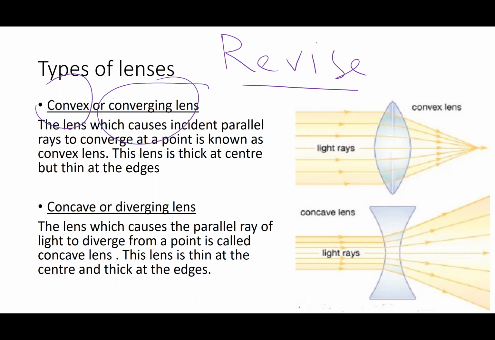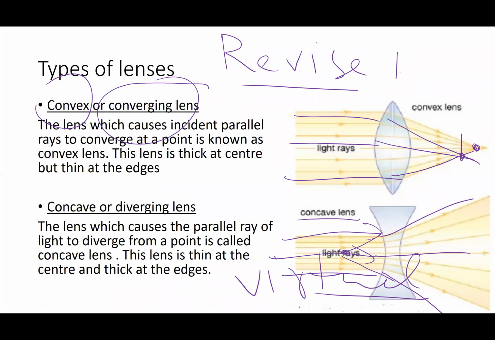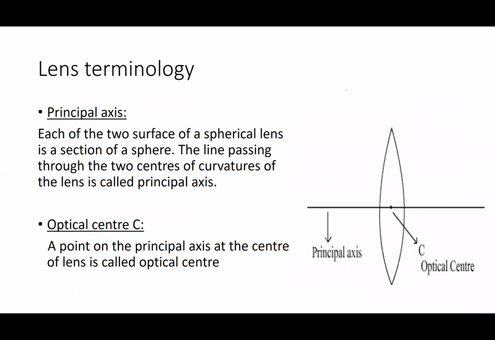Concave lens, diverging lens, diverges the light rays. A parallel beam of light is diverged. In a convex lens, a parallel beam of light is converged at a single point. This is the focus point at which the light rays converge. In a concave lens, there is a virtual focus point on the same side of the lens. Virtual image formation takes place from this lens.